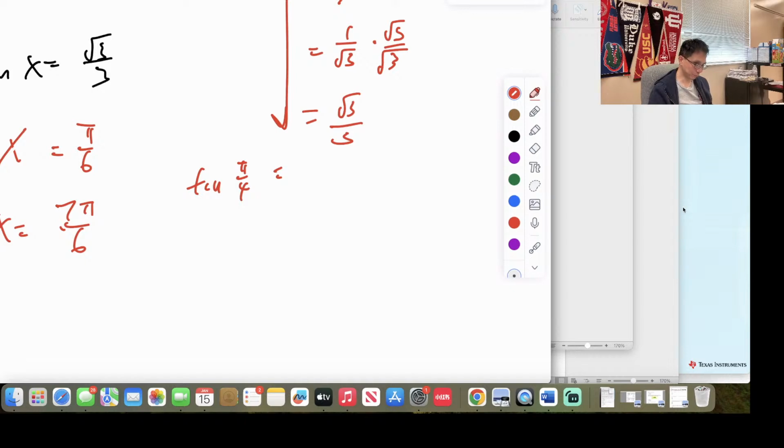It's 1. Because sine of pi over 4, we know pi over 4 is like the best value you can get, because that's square root 2 over 2 over square root 2 over 2. That's equal to, they cancel out exactly, that's just 1. Does that make sense? Now let's do tangent of pi over 3. What's tangent of pi over 3?